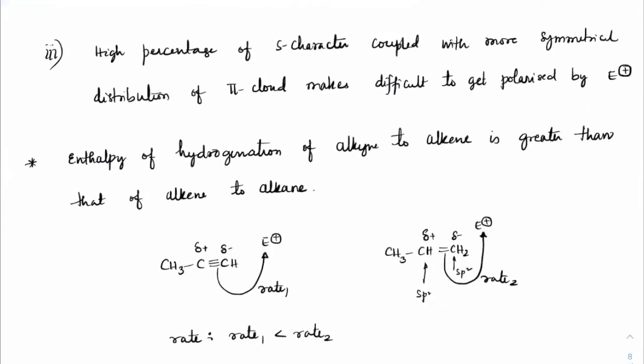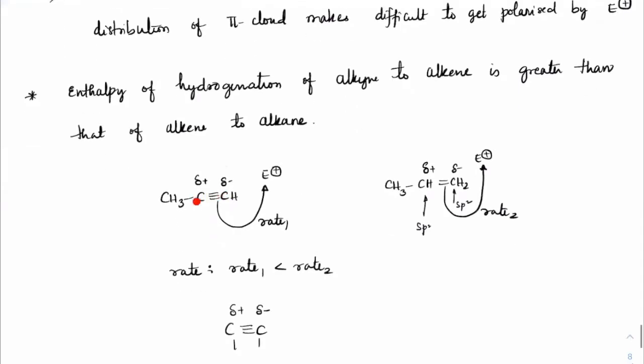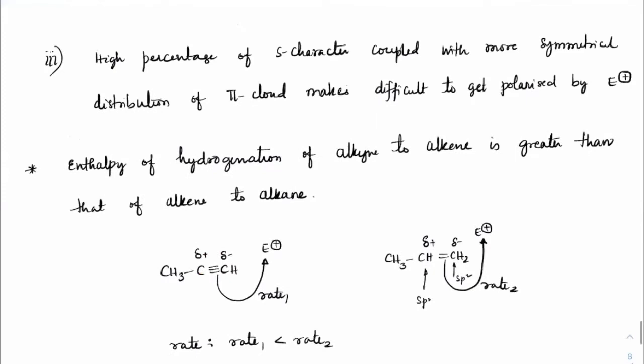Next, there is the high percentage of S character within the molecule. If you see between these two carbons, the polarization becomes very difficult because of the high percentage S character.